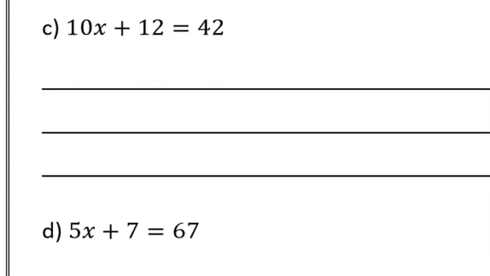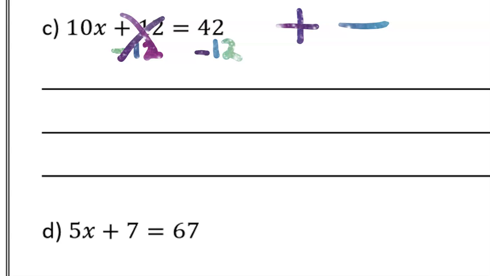All right, C, we've got 10x plus 12 equals 42. All right, the first thing we're going to get rid of is this plus 12 sitting all the way over here by itself. How are we going to get rid of a plus 12? We're going to do the opposite. Remember that opposite of plus is minus. So we are going to subtract 12 to get rid of this 12. If I take 12 off one side, I have to take 12 off the other side to keep my equation equal on both sides.